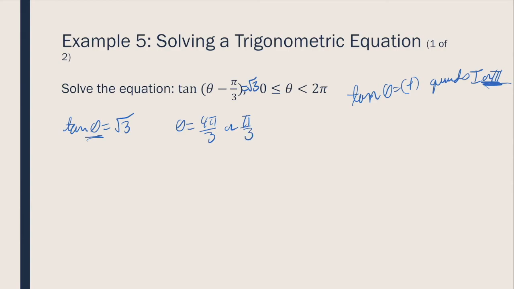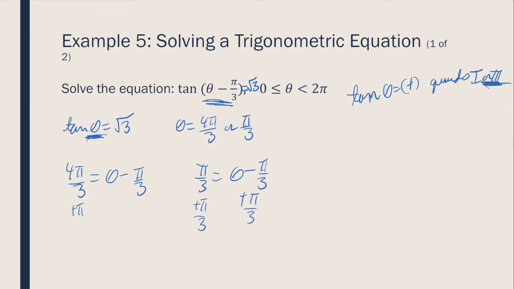But I'm not just looking for tan of theta, I want theta minus pi over 3. So I'm going to take 4 pi over 3 and set it equal to theta minus pi over 3. And I'm going to take pi over 3 and set it equal to theta minus pi over 3. And after I add pi over 3 to both sides twice, I get the answer 5 pi over 3 is our theta. So if we substitute in, we would get the square root of 3. And 2 pi over 3 is also theta.